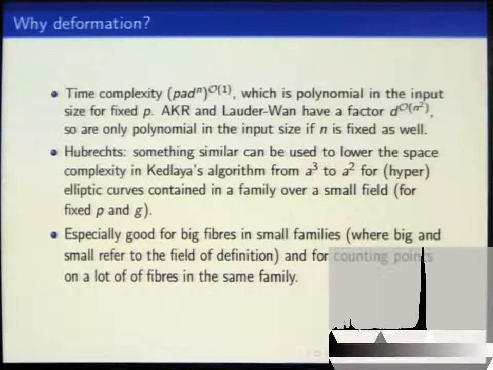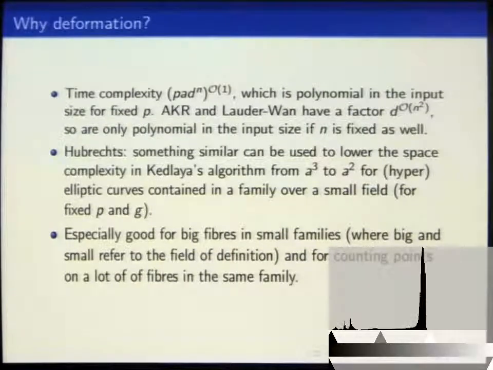But that's not always a problem, because for example most elliptic curves, if they have the right torsion, are contained in the Legendre family, so you can take them as a big fiber in a small family. So lambda is in an enormous field, but the Legendre family is defined over Fp. So there are also some particular applications for which this is supposed to be good. For example, big fibers and small families: they have a family defined over Fp, and now all the way at the end you're going to take a fiber in Fp to the 100.